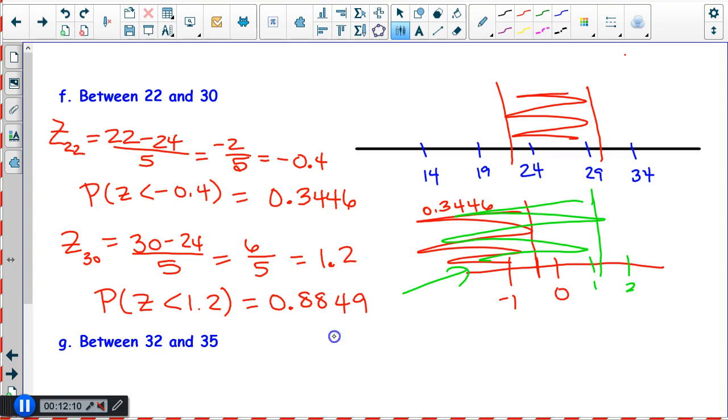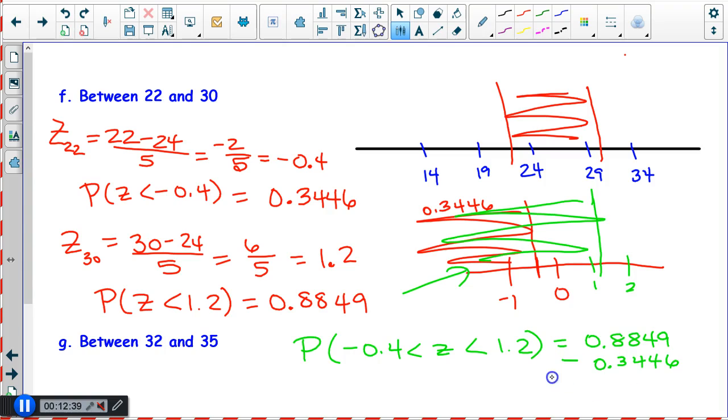Yeah. So literally to find the probability, and the way you write that, the probability that it's between, so negative 0.4 is less than Z is less than 1.2. You have to put it between, right, because it's in between those two, is equal to 0.8849 minus 0.3446. So 9 minus 6 is 3, 4 minus 4 is 0, 4, 5. So the probability is 0.5403.